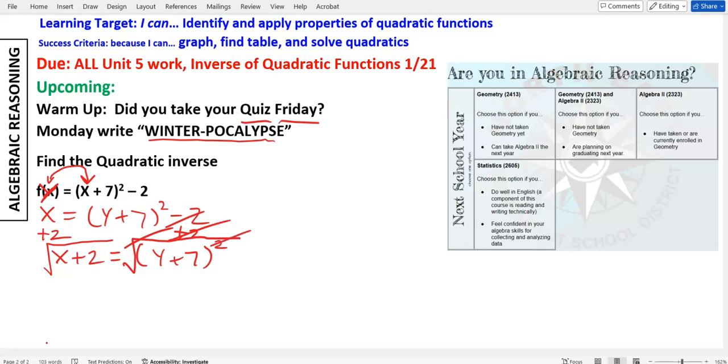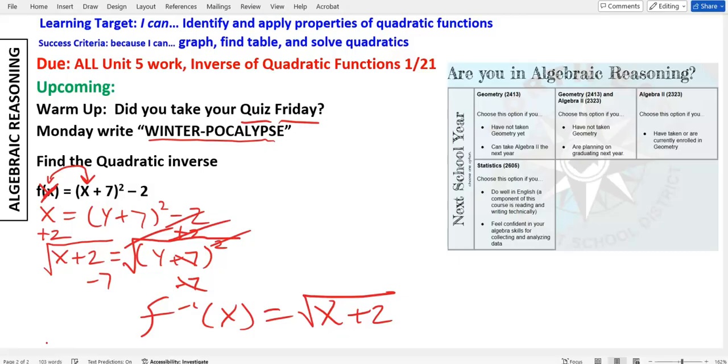And then how do I get rid of the plus 7? Minus 7. Minus 7 goes after this. So now you have f inverse of x equals square root of x plus 2, then it stops. Minus 7. The minus 7 is not underneath the square root. It is after the square root. Okay.